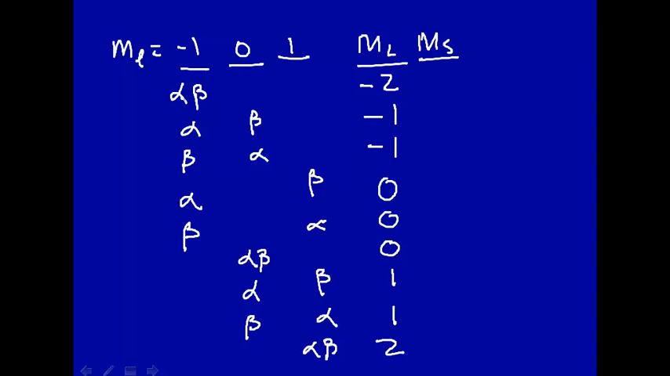For each one of these, we have M sub S plus 1/2 and minus 1/2. They'll cancel each other out. So each one of these, since it's an alpha beta, will be M sub S equal 0.